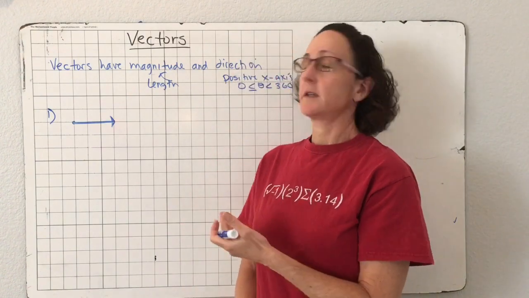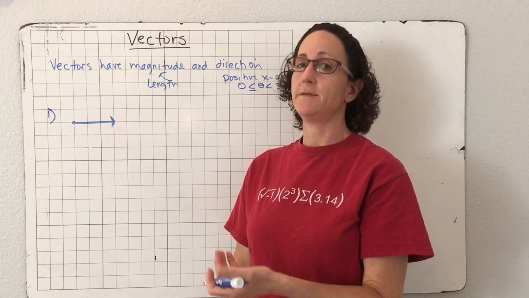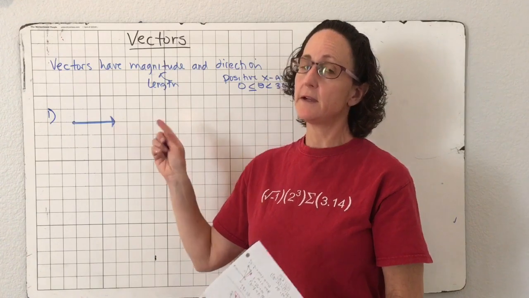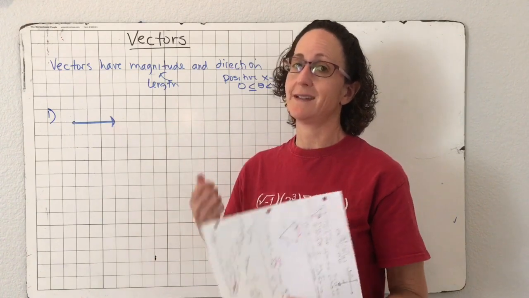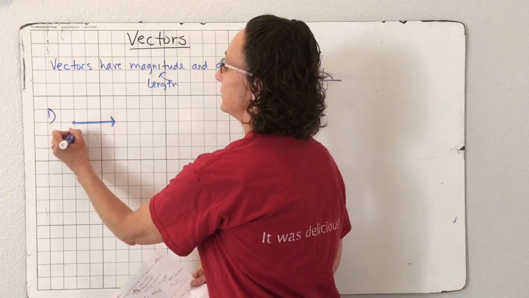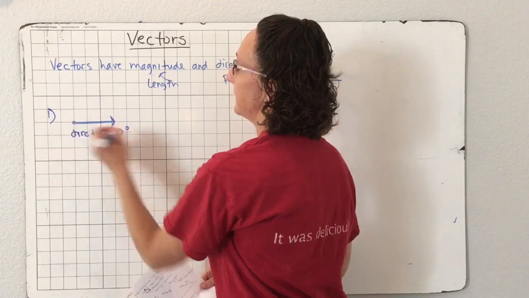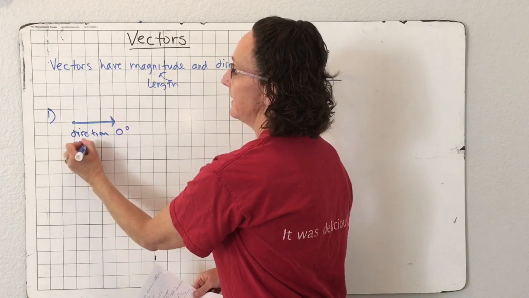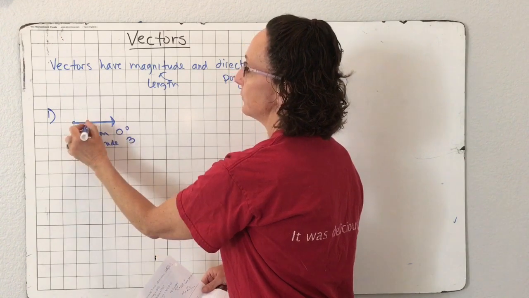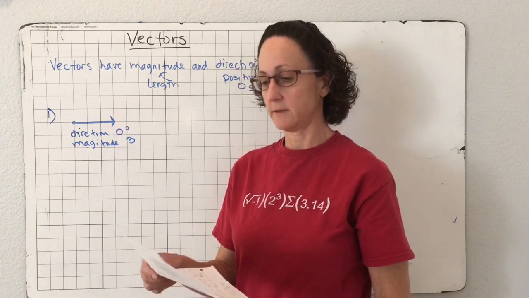Some people think it looks like a ray from geometry class, which it does, but the difference between a ray and a vector is that for a ray, the arrow means it goes on forever. In a vector, the arrow just means that that's the direction it's going. So this one has a direction of 0 degrees, because that's the positive x-axis. It has a magnitude of 3 because it's 1, 2, 3. So the length is 3, the direction is 0 degrees.